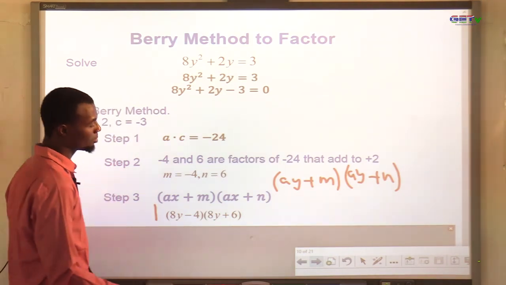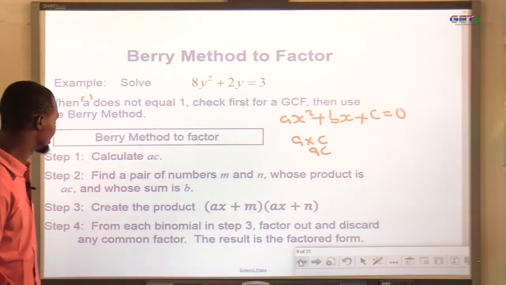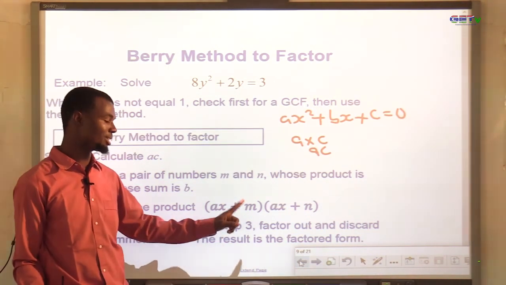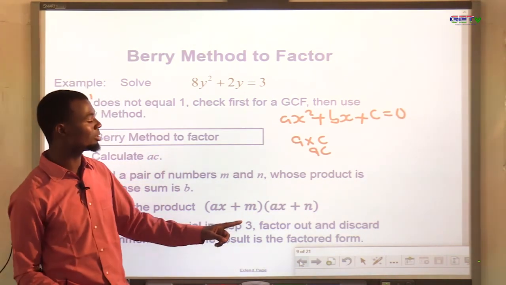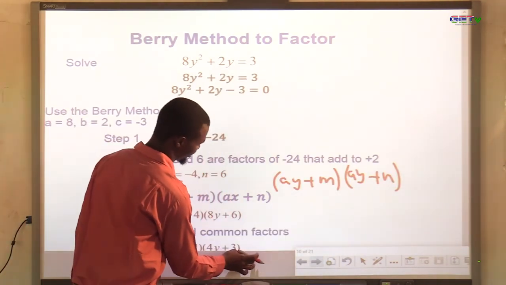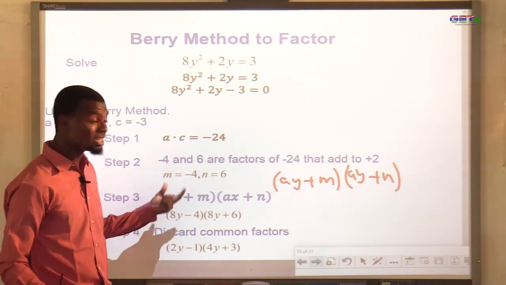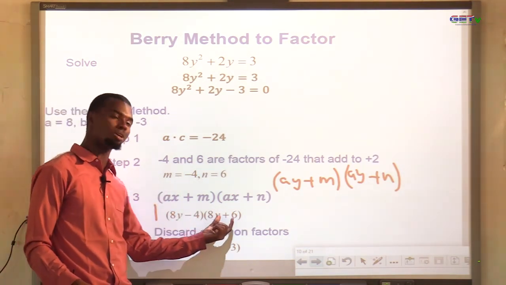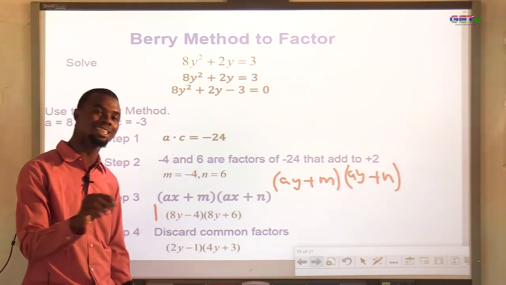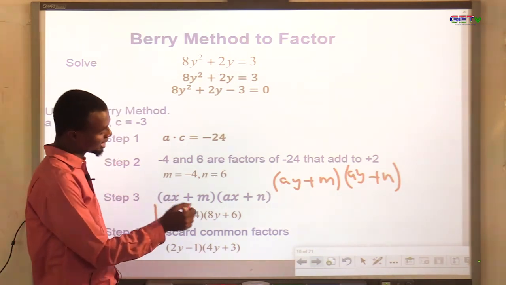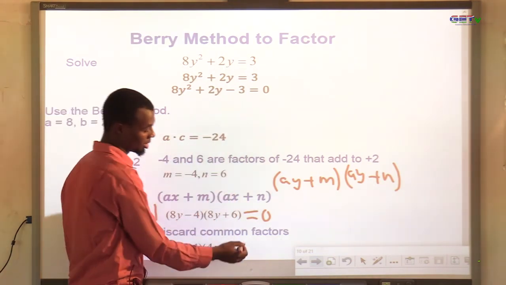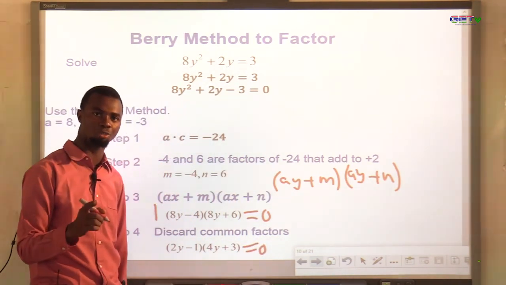Now, the next step, if we go back, they say from each binomial in step 3, that is what you did in step 3, factor out and discard any common factor. That will go to step 4. This is a binomial, this is also a binomial. Two-term expressions are called binomials. Now, from each binomial, factor out and discard the common factor. How is that going to work? Since it is given to you as an equation, it is equal to 0. Because you are asked to solve, you have to find the zeros.